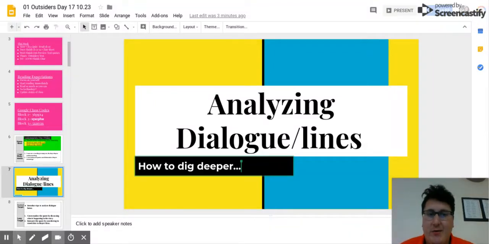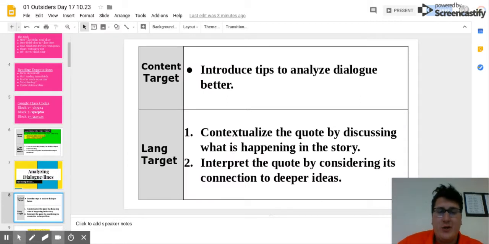Hi, guys. So today we're going to be talking about analyzing dialogue and how to dig deeper with it. We have our quote identification test for The Outsiders on Thursday, and this is just a little lesson to help you be more successful. We'll introduce some tips to analyze dialogue better and a process to do it.